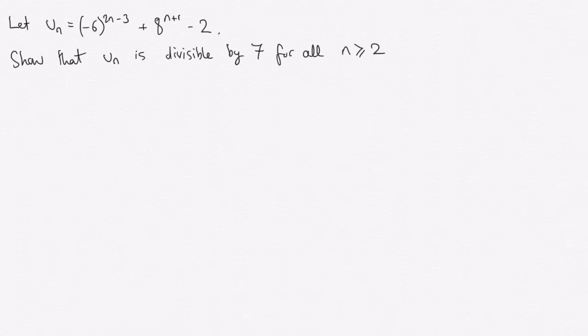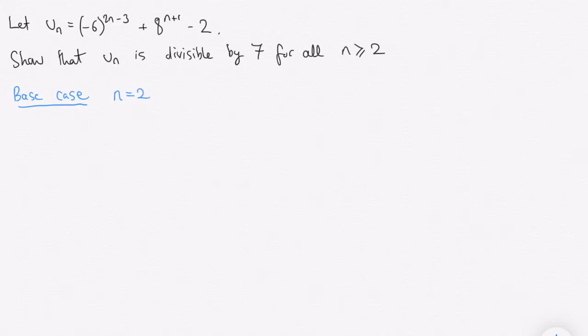In this video, I want to do a slightly harder example of how we might use proof by induction to prove divisibility of certain expressions. So in particular, we're going to take this expression u_n here and show that this is divisible by 7 for all n greater or equal to 2. Starting with our base case, it's worth being careful here, is when n is 2, because we're asked to show for all n greater or equal to 2.